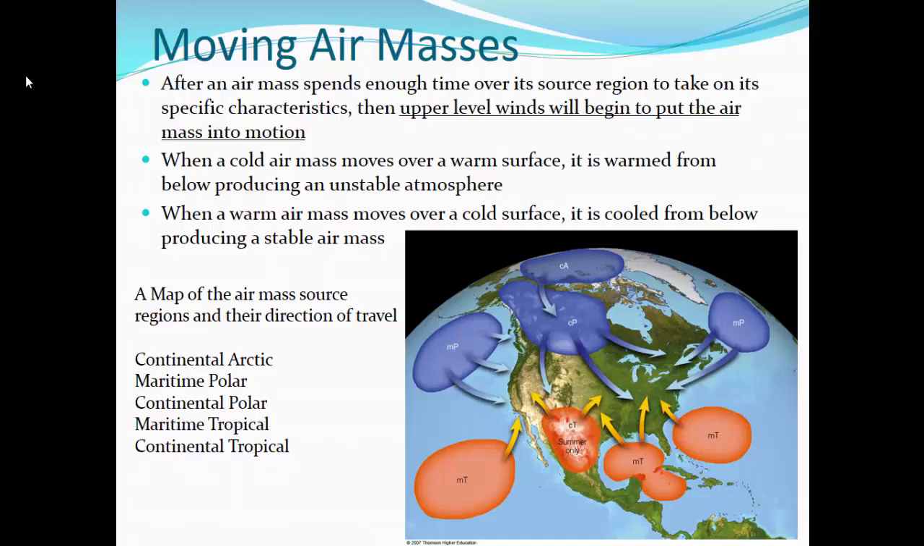And after an air mass spends enough time over its source region to take on its specific characteristics, then it begins to move as upper level winds put the air into motion. So when a cold air mass moves over a warm surface, that very, very cold continental polar air from Canada moves south into the southeastern states, it is warmed from below, and when you warm from below, you destabilize the atmosphere. Whereas when a warm air mass moves over a colder surface, where that maritime tropical air across the Gulf of Mexico or southwest Atlantic pushes north into the mid-Atlantic or even the Great Lakes or upper Midwest, then it is cooled from below, and that produces a stable air mass.